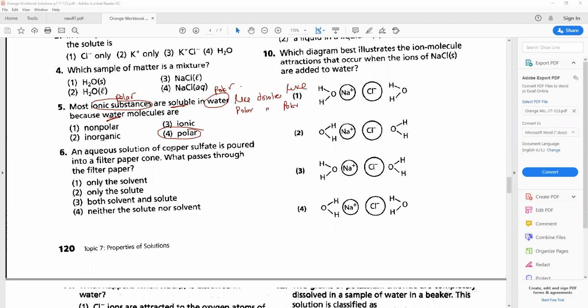If I have an aqueous solution of copper sulfate and it's poured through filter paper, what's going to pass through? Well, the solution of copper sulfate and the water. So both the solvent and the solute. Which one is my solvent? The water. Which one is my solute? Copper sulfate. Whenever I have a solution, both the solvent and the solute will pass. The filter will not be able to separate the dissolved salt from the water. You will have to boil off the water so that you can get the solute back.